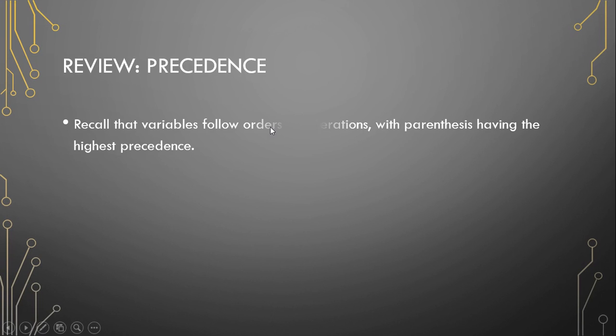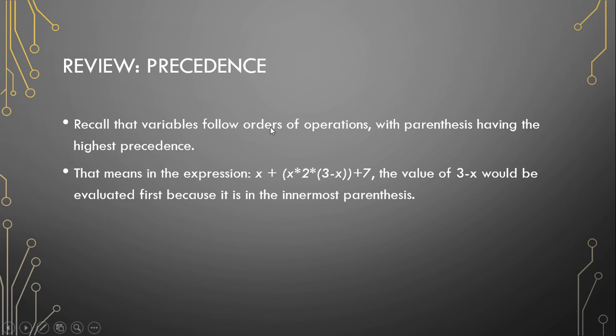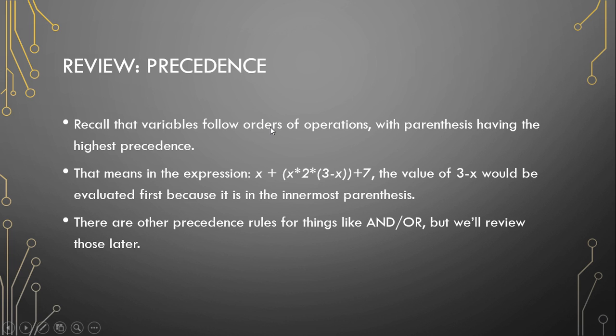All right, precedence. Recall that variables typically follow your order of operations, so that parentheses have the highest precedence. This would mean that in the expression x plus x times 2 times parentheses 3 minus x, parentheses plus 7, the value of 3 minus x would be evaluated first because it is in the innermost parenthesis. Now, there are other precedence rules for things such as and, or, when we start talking about branching statements, but we'll review those later.